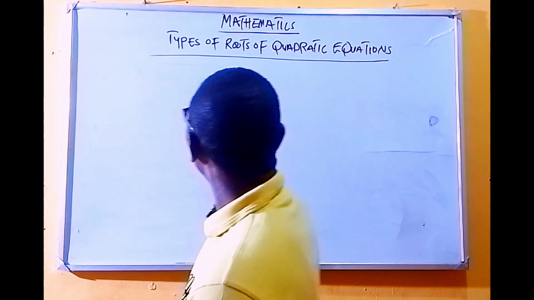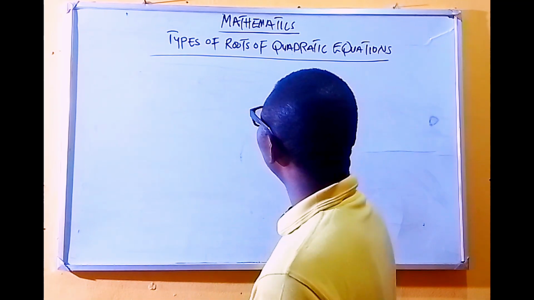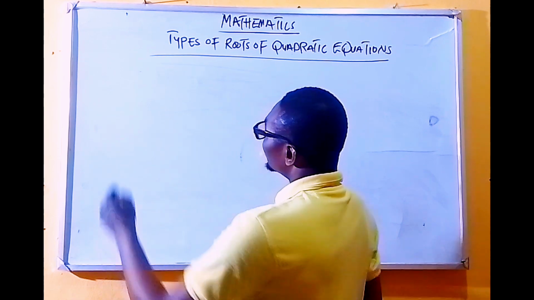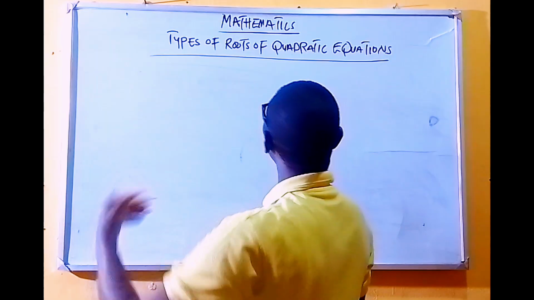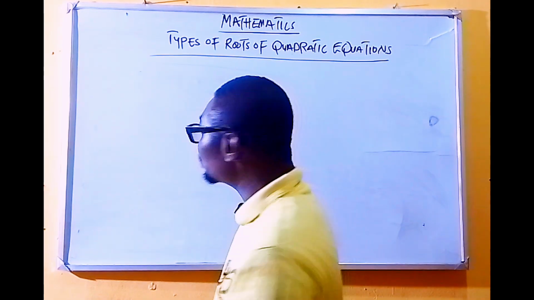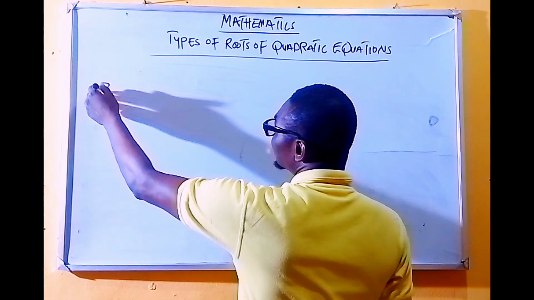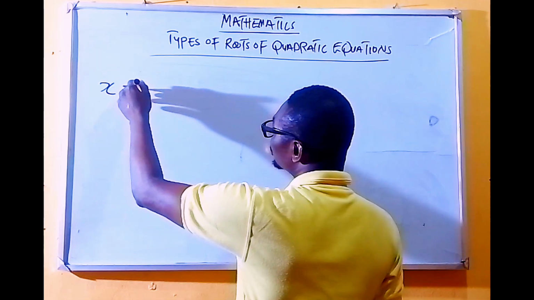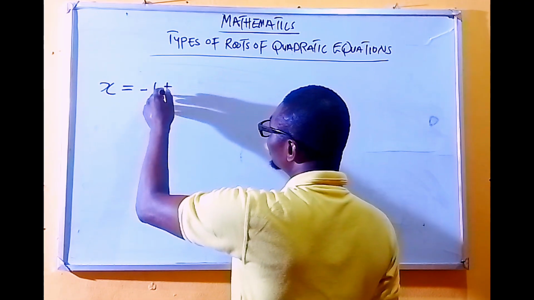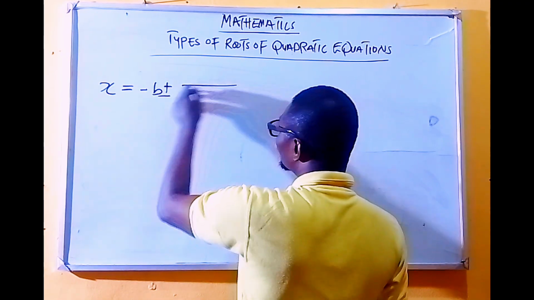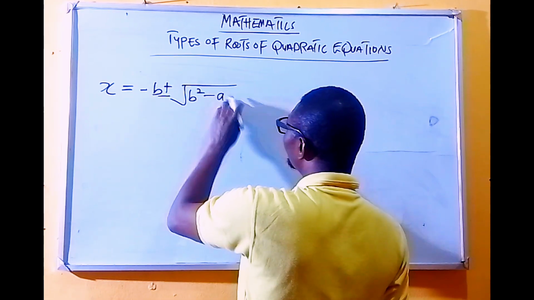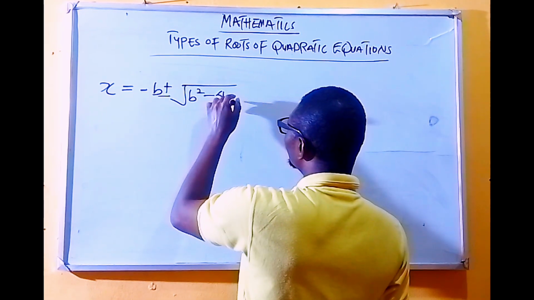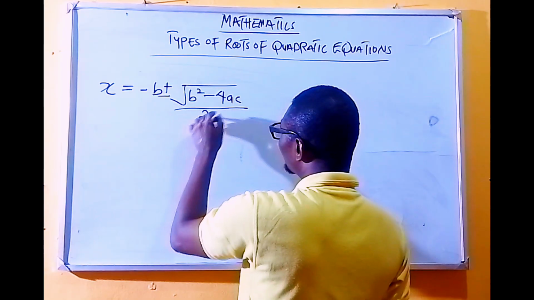Now, let me go further. The formula method used to solve the quadratic equation is x equals minus b plus or minus the square root of b squared minus 4ac, over 2a.